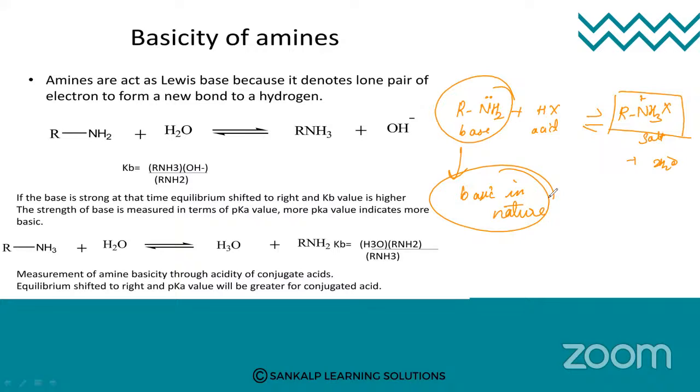So you react it with acid, and you get the ammonium salt. This indicates that amines are basic in nature. Now you can see in the structure of amines, there is a lone pair of electrons present, right?